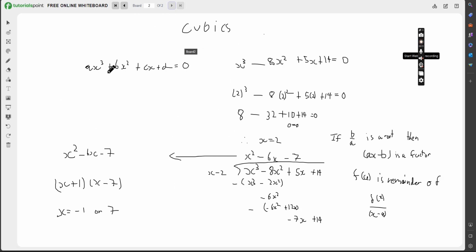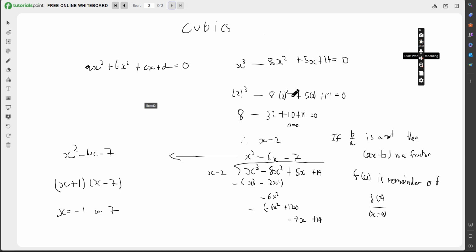So, starting with cubics. Similar to quadratics, the form of a cubic is ax cubed plus bx squared plus cx plus d equals 0. It's like a quadratic, it's just that you put in an x to the power of 3, an x cubed term, at the beginning. So for example, let's take this cubic.